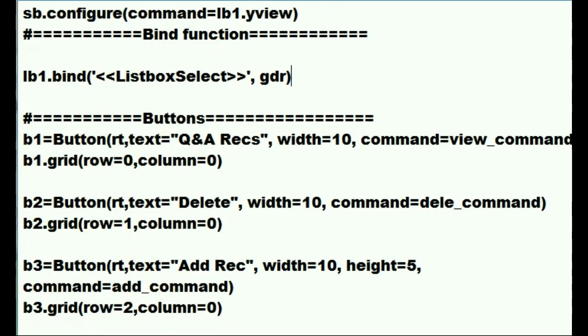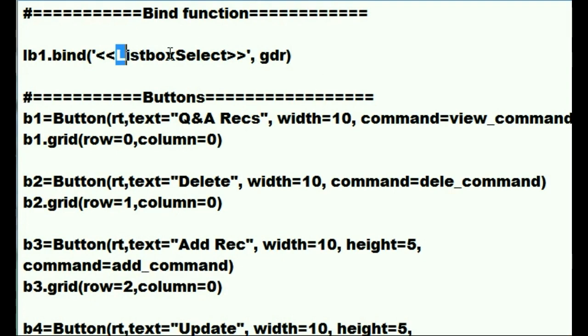Next we scroll down to the bind function. Whenever the user selects something in the list box, listbox 1, you are to bind that selection to the GDR function which we have defined above. This way GDR function will know about whatever has been selected in the list box.